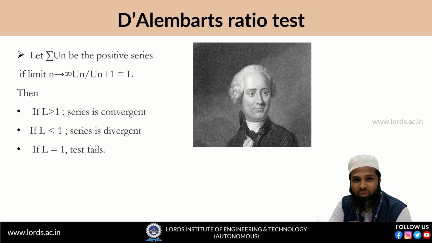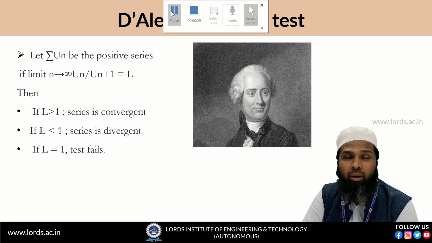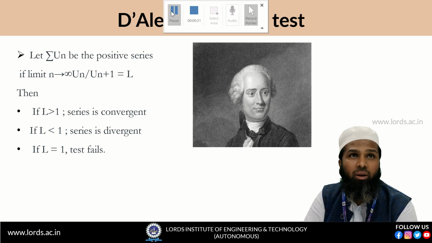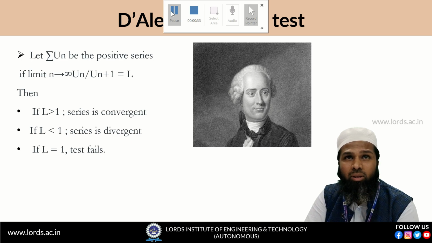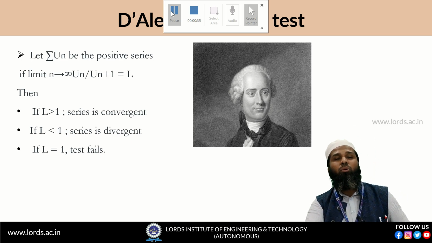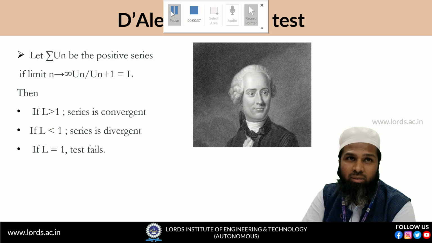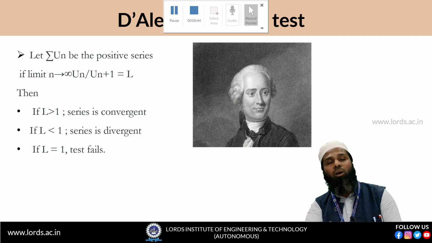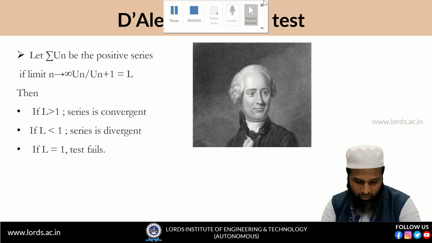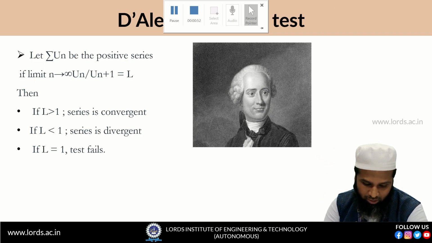Test for convergence. One of the important methods is D'Alembert's ratio test. This is the method to know the convergence and divergence of the series. Just now I told you the nature of the series are of three types: convergent, divergent, and oscillatory series. And the categorization of the series.